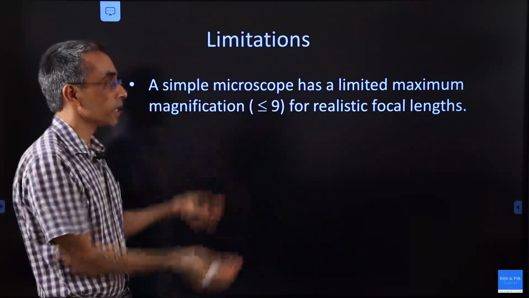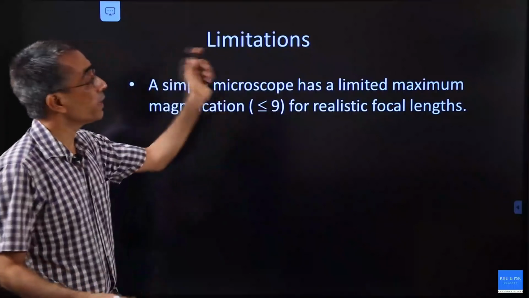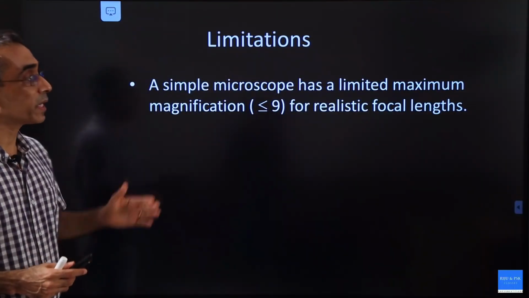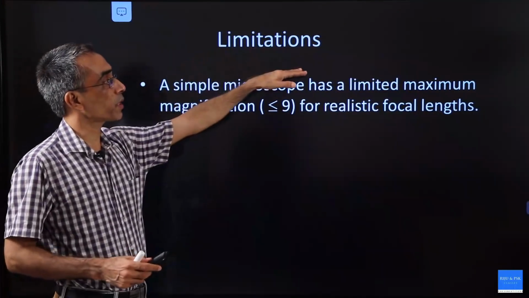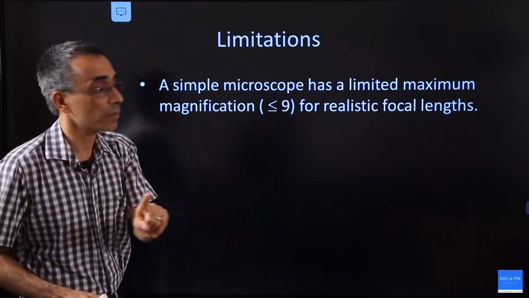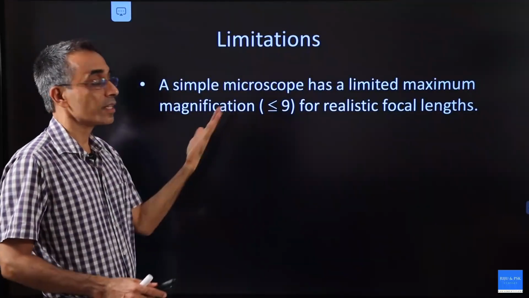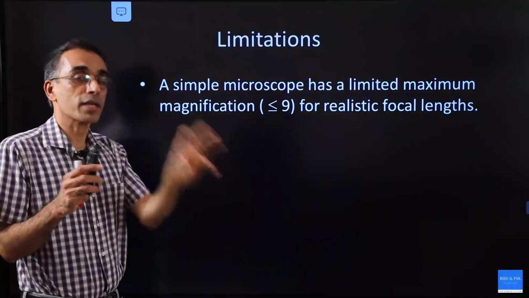So if you want more magnification, you have to do something. This is a limitation of the simple microscope. So I am ending this topic here with the limitation of the microscope. What is the limitation of a single microscope? That its magnification cannot be greater than 9 due to technical problems.